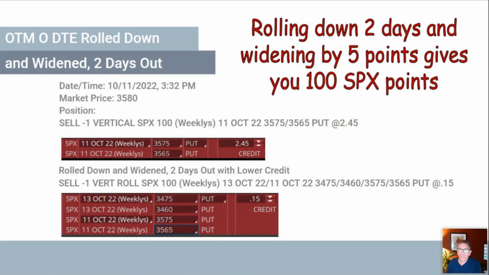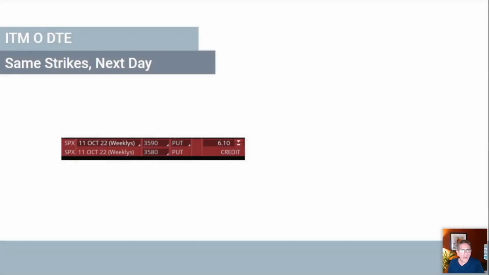So here you're rolling down 2 days, widening the position by 5 points, and you have 100 SPX points. So if you would have widened it 10 points or 15 points, right? It would have gone down quite a bit more. But again, you have a diminishing return when you're widening these positions. All right. So now we're going to talk about in the money trades, in the money positions. Okay. All right.